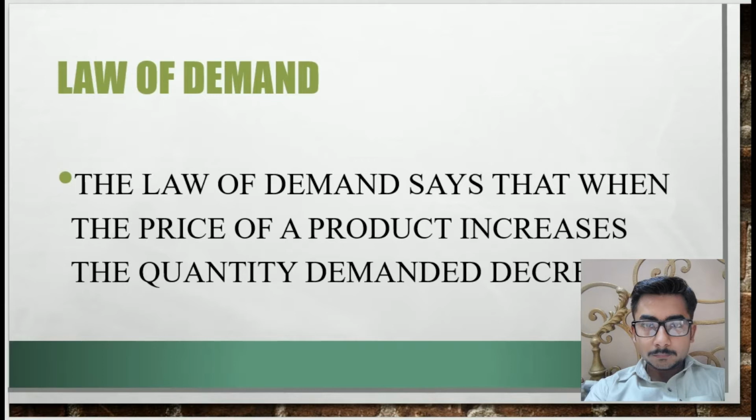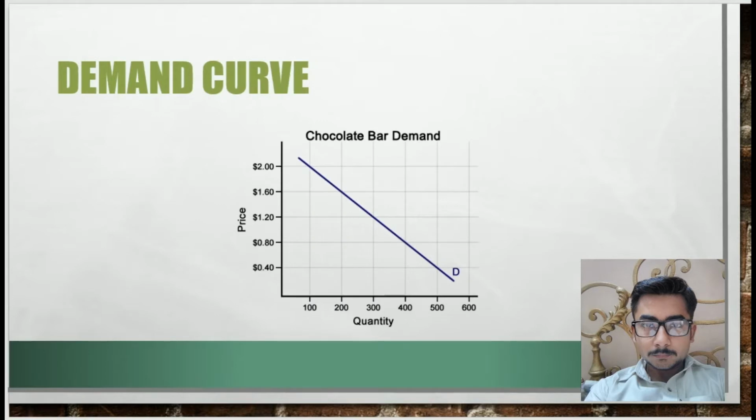Now let's see the demand curve, as the demand curve depicts the law of demand. As you can see here, it is showing the chocolate bar demand. The demand curve is downward sloping, as there is a negative relationship between the price and the quantity demanded. As the price is increasing, the quantity demanded is decreasing, because people can purchase less of the same product with an increase in the price.